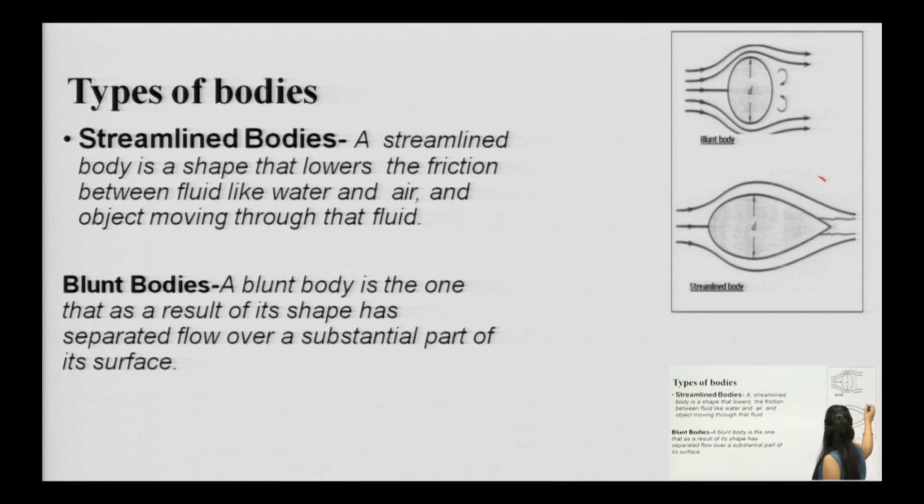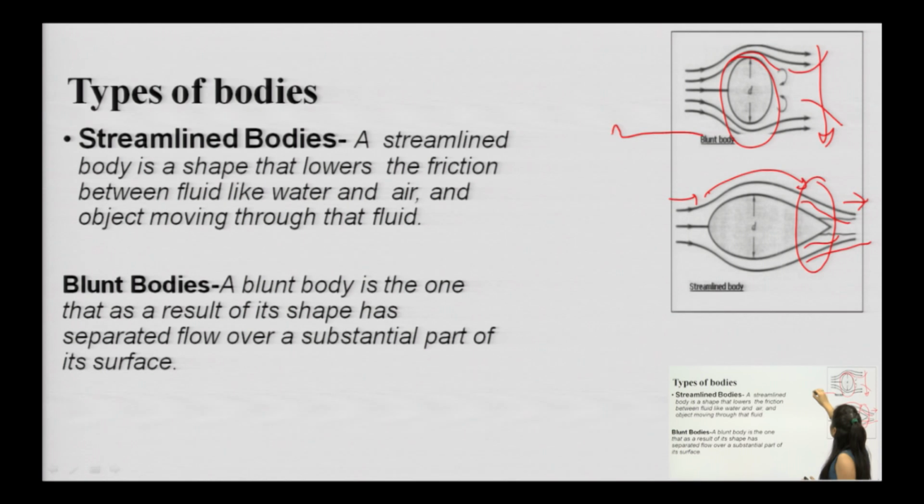You can see that it started over here and its shape lowers the friction between the fluid, and then the object keeps on moving. Here you can see that the object keeps on moving through this particular fluid. But vice versa, if we talk about blunt bodies, a blunt body is one that results in the separation of the fluid over a substantial part of its surface. And here you can visualize a separation section particularly. So, this particular body formation will be termed as a blunt body.